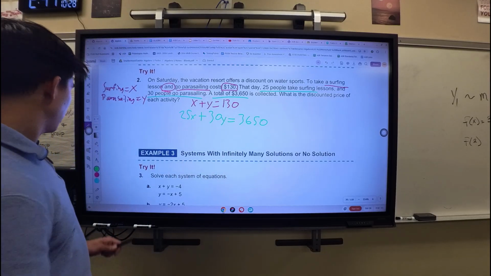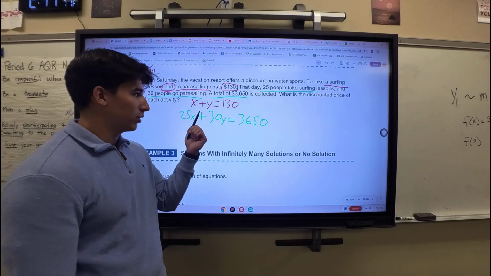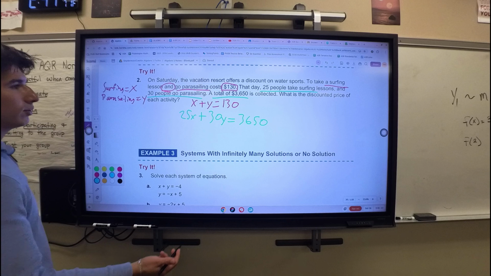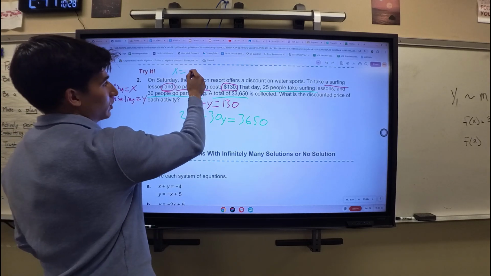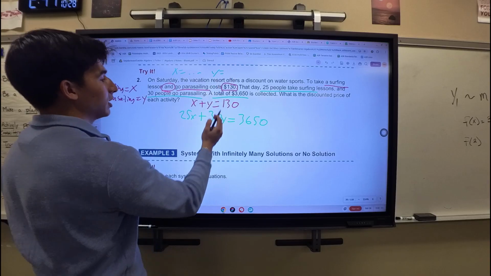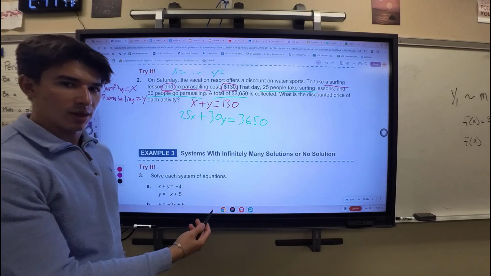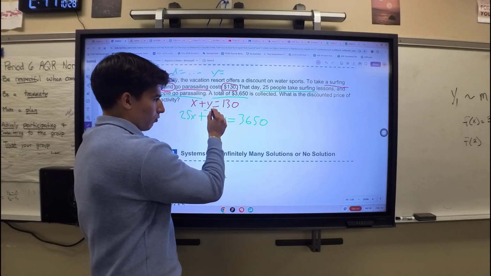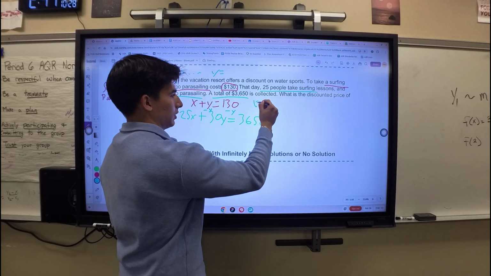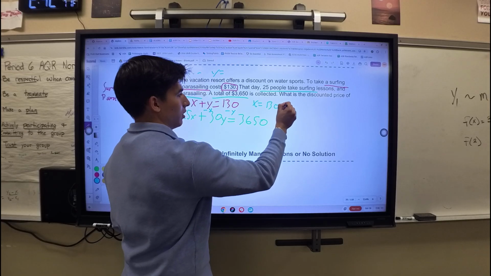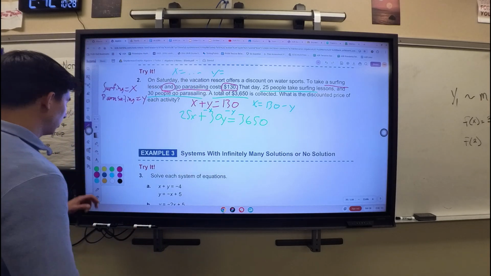Okay, so now I would say that this top equation is much easier to solve for either of our variables, because we need an equation that looks like X equals something or Y equals something. In this equation, all we need to do is subtract the other variable to the other side, and we'll get that. So if we subtract Y from both sides here, then we end up with X equals 130 minus Y. And now we can use this to substitute.